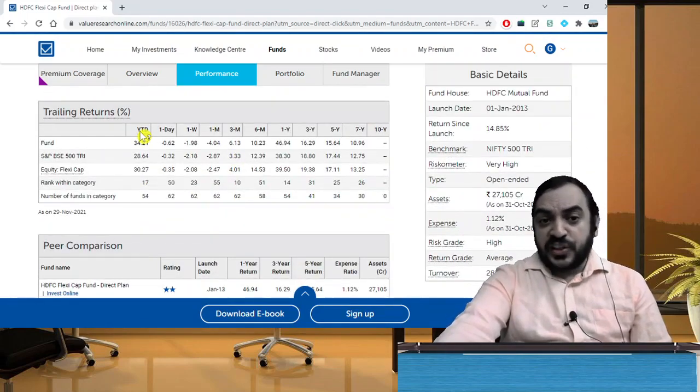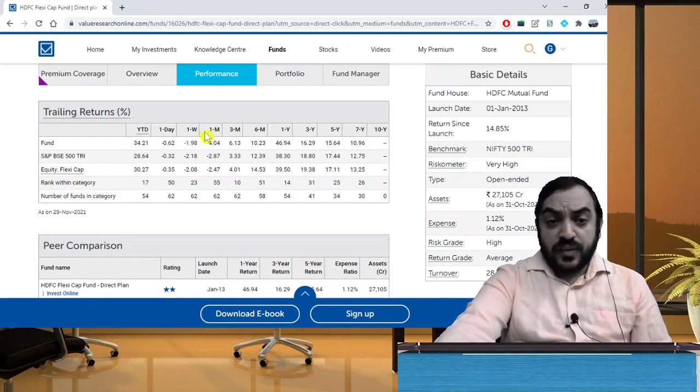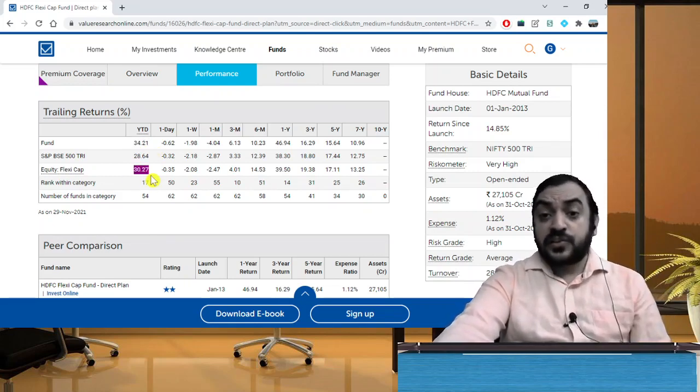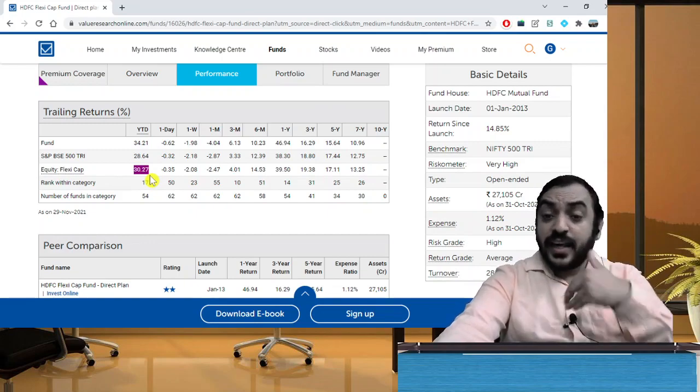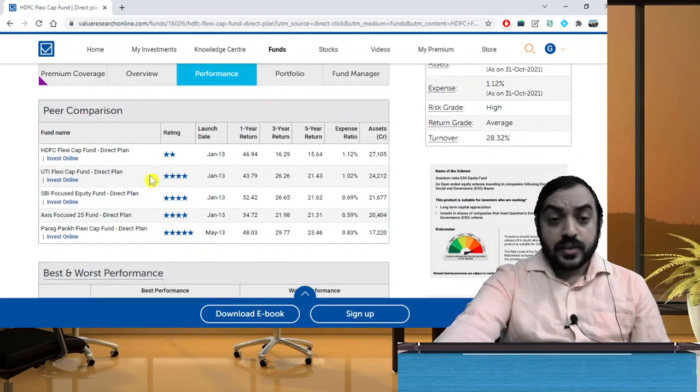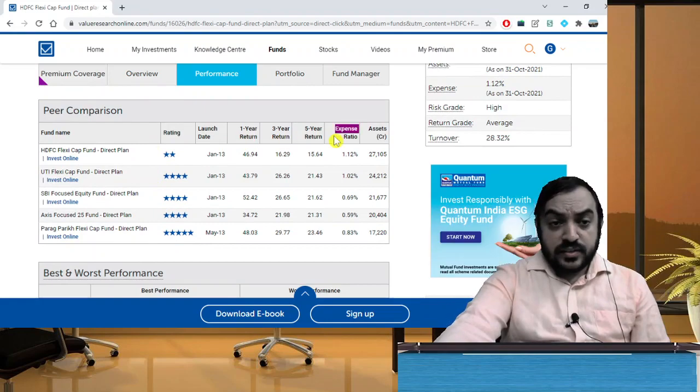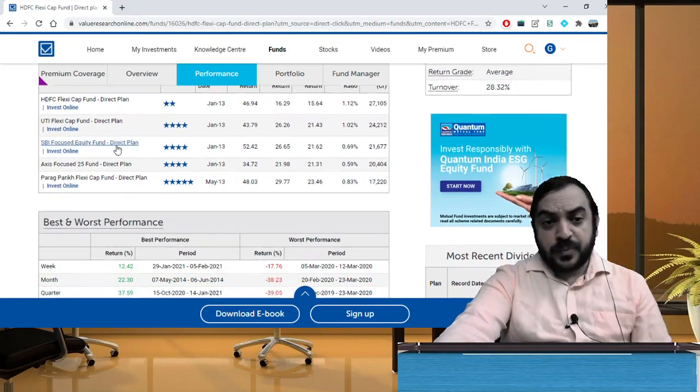Year to date, how much return they have given. One day, 1 week, 1 month, how much return it has provided. Year to date, this has provided 34%, whereas funds in this category, on average, have given 30%. So this fund is performing better than average returns. 1 year return, 3 year return, with performance against peers.